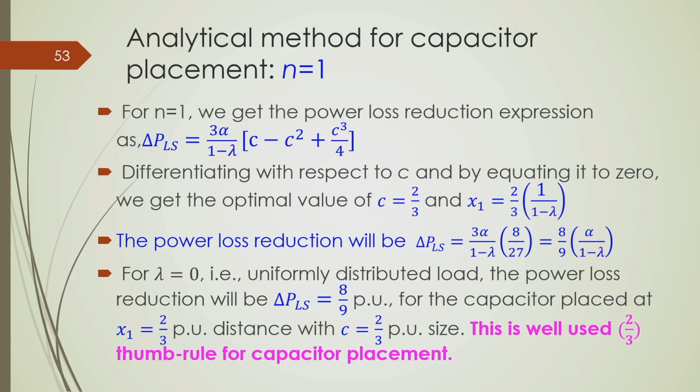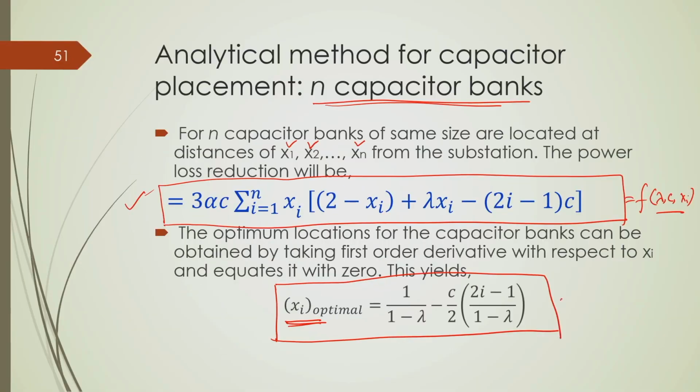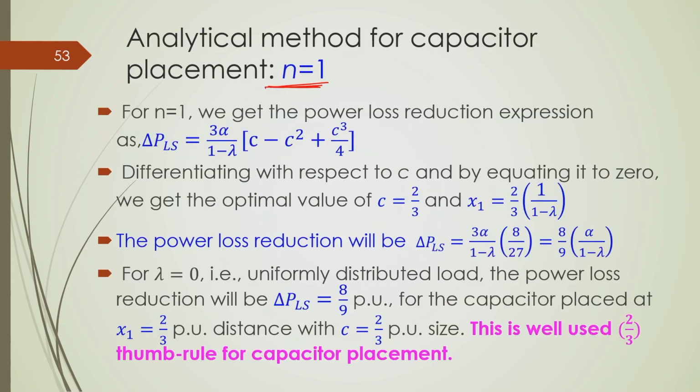Now, we will only study the case when n is equal to 1, that means when we use only one capacitor bank. If you put n equal to 1 in this expression, you will get the location and optimal power loss for that particular feeder. So, if you put n equal to 1, this gives this.